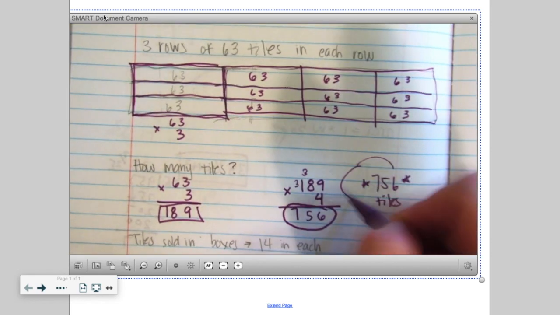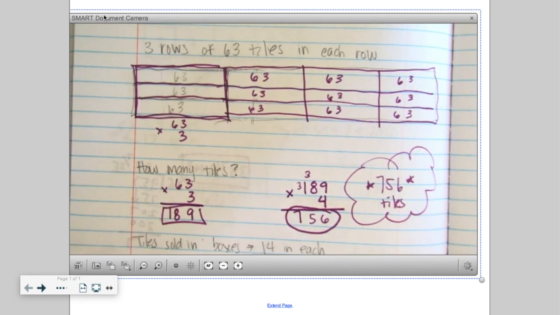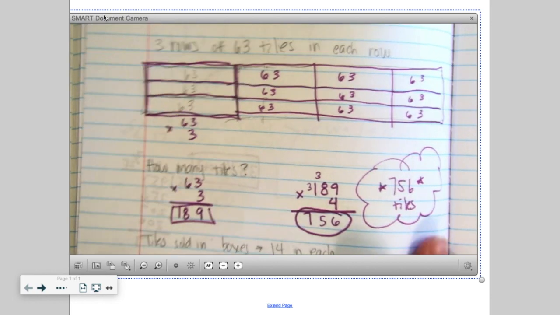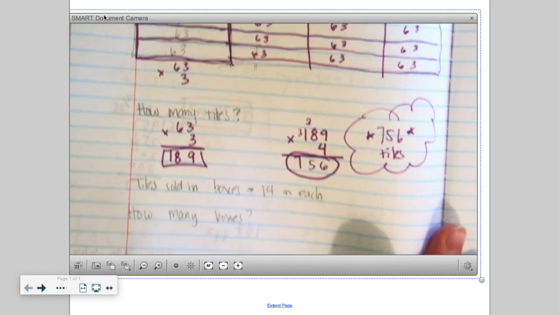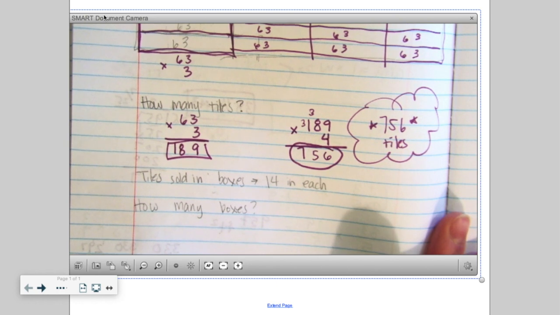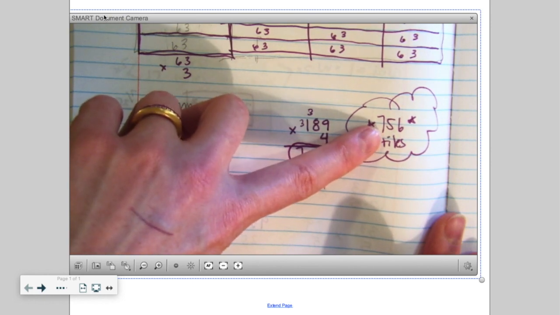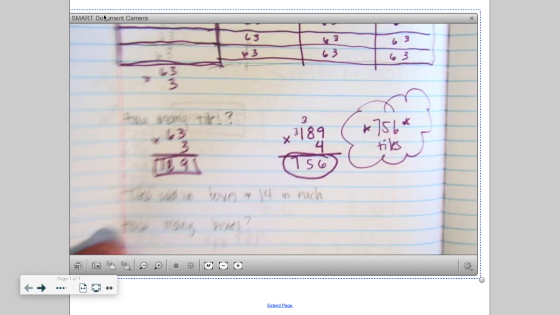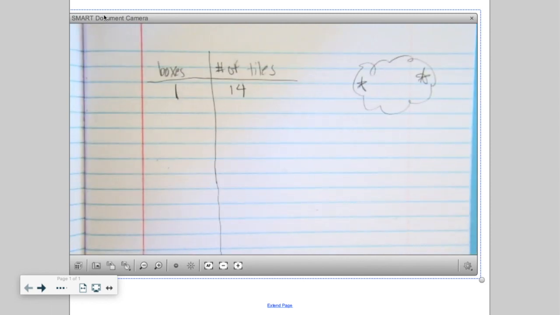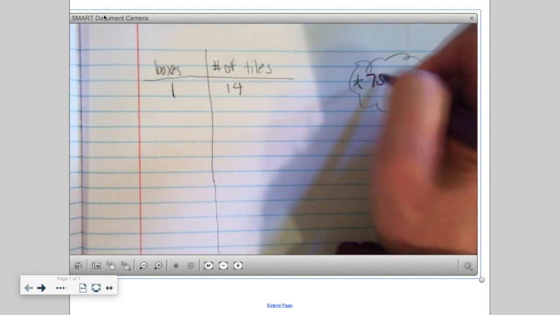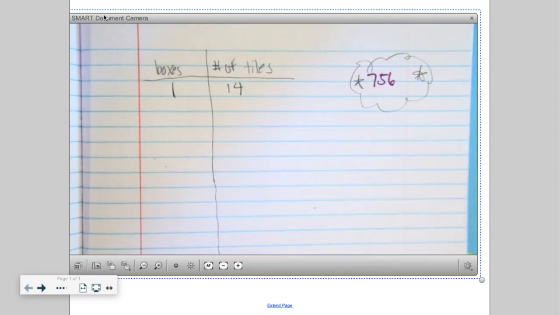I have the answer for one part of this question. Now let me go to the next part of this question. Then they say tiles are sold in boxes, 14 in each box. How many boxes will he need? He's trying to get 756 tiles. So I'm gonna make a table. When I set up the table, my goal is to get to 756. And we're gonna look at that really quickly.